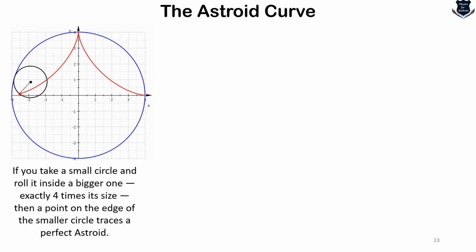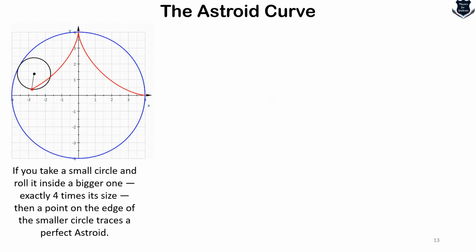So from here you can see that if you are trying to construct an asteroid curve, what will happen is that if you take a small circle and you roll it inside a big circle 4 times exactly, then what you get is an asteroid curve.